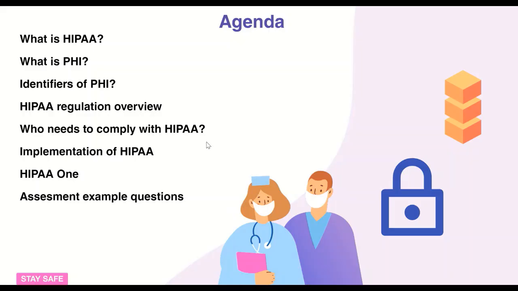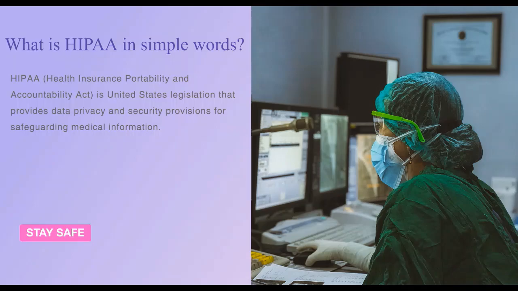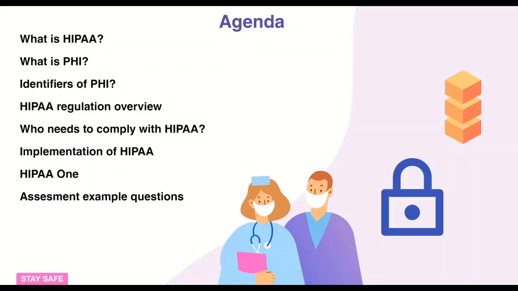So here is the agenda. We will understand what HIPAA is in very simple terms, not the technical definition terms. We will understand what PHI is, which is an acronym for Protected Health Information, and examine the identifiers that classify the information as PHI. We will also take a look at the HIPAA regulation overview, what the Act says, what rules and security requirements it has for the organization, and then who is obligated to comply with HIPAA, which organizations, business associates or individuals.